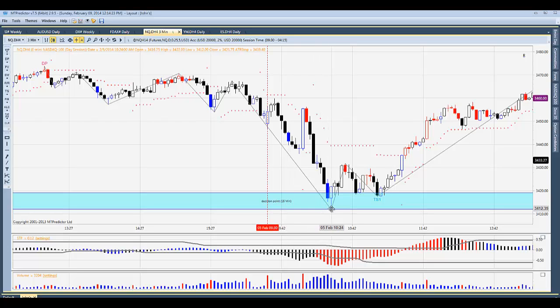So what we would then anticipate is, let's say we want to wait. We don't want to try to pick the bottom here. We want to wait and see if this does in fact rally off of this level, which it did, and then we want to be a buyer on a pullback.